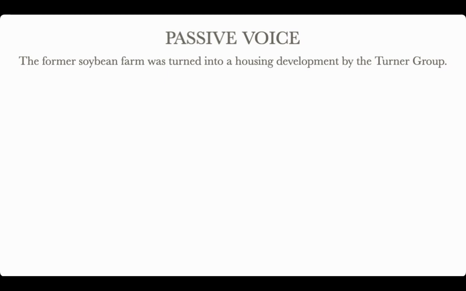When a sentence is in passive voice, the subject is receiving an action rather than doing the action, as we saw in so many of our examples. Here's an additional example to consider. The former soybean farm was turned into a housing development by the Turner Group. In this example, the subject, farm, is not doing anything. Something else, the Turner Group, is doing the action to the subject.